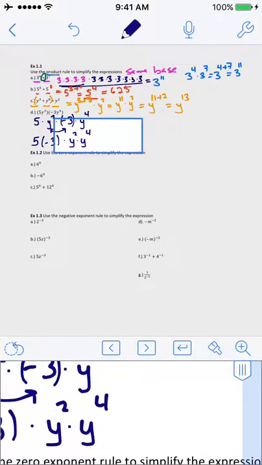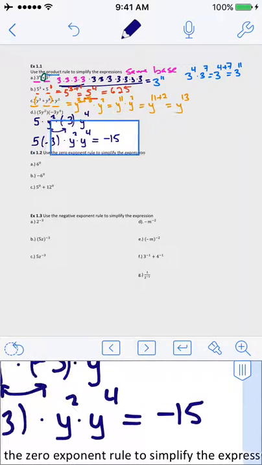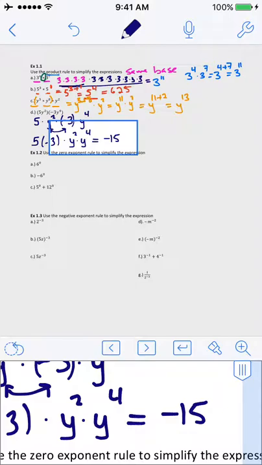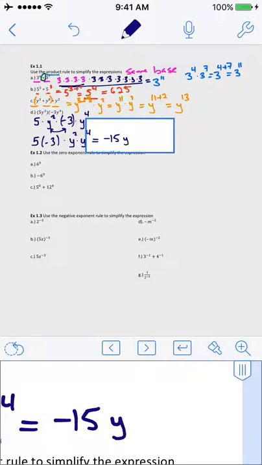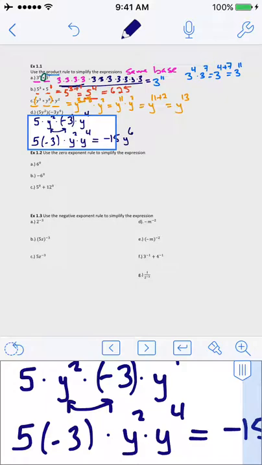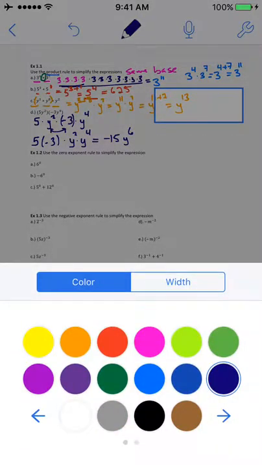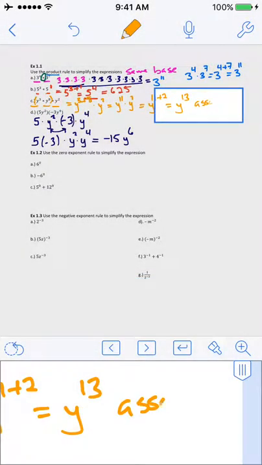I can actually multiply. 5 times negative 3 gives me negative 15. And then I can use the product rule on this second part here. The second part says y squared times y to the 4th, which is a total of y to the 6th. And that's how I can combine this last guy using the commutative property and the product rule, pardon me. So up here in this last problem, we can write this down.